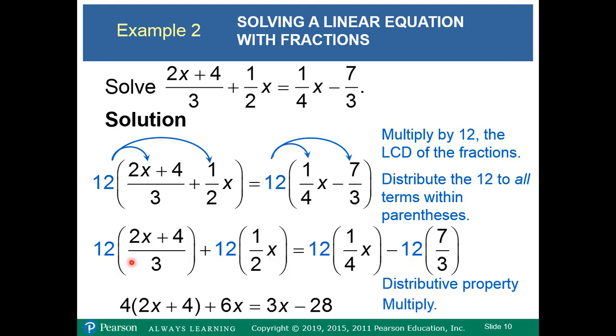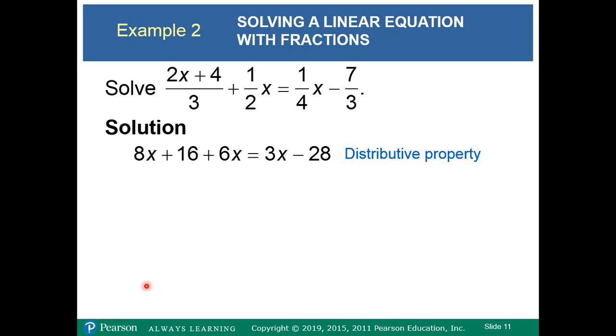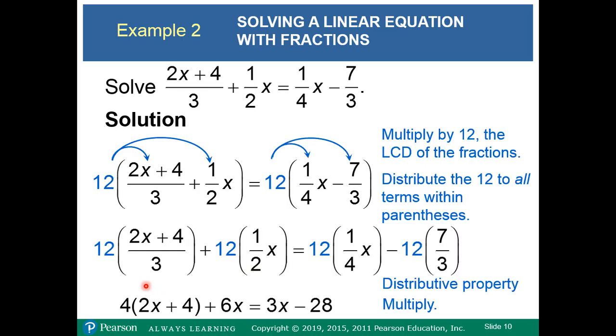And so 12 divided by 3 gives us 4, so we get 4 here. 12 divided by 2 is 6. 12 divided by 4 gives us a 3. And 12 divided by 3, in this case, will be 4. But then 4 times 7 is 28. So this is what we have. Now we're going to distribute. So we distribute the 4, right? 4 times 2 is 8. 4 times 4 is 16.